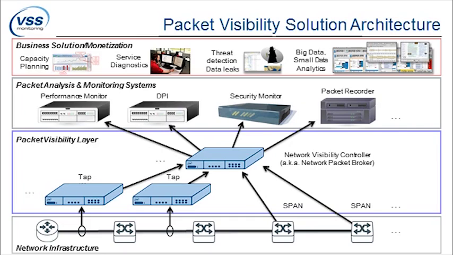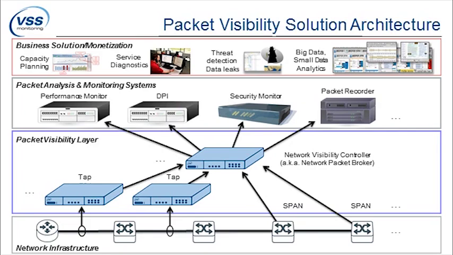And what that means is the red box at the top, the business solution monetization pieces like capacity planning tools, threat detection, big data, small data analytics, they really can't operate without getting access to the right data. And the more networks are complicated, the more remote areas traffic needs to get pulled from, pushed up through the packet analysis and monitoring pieces up to the business solution analytics so that you can have an effective, complete picture. If you don't have the overlay, then you can't get the complete picture.